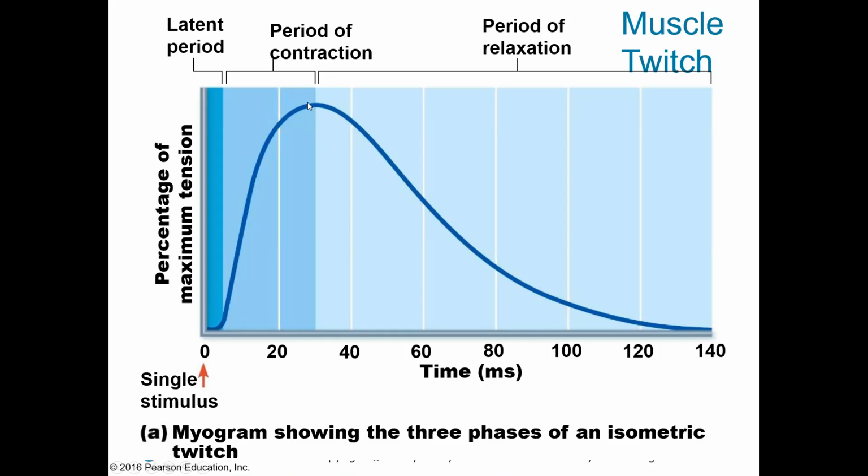We have our contraction phase of about 10 milliseconds, and then we spend a good 100 milliseconds relaxing. This is a twitch of a muscle cell. A very rapid phase of contraction and a long period of relaxation to get us back down to zero tension.